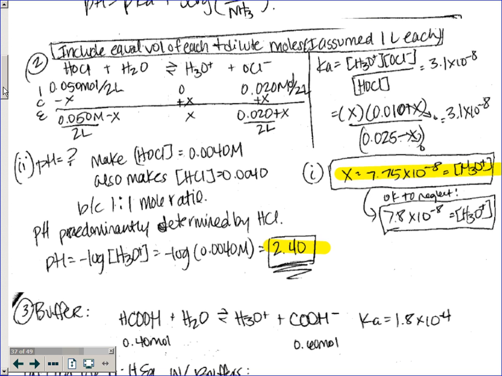as you set up in your Ka expression, hydronium times hypochlorite over hypochlorous acid, plugging in your molarity values, of course, because ICE boxes use molarities, equal to the Ka value itself, and neglecting x, so we should have had no change from initial to equilibrium, assumingly. Our hydronium should be 7.75 times 10 to the negative 8th, and that was small enough to neglect. So then that gave you the opportunity to find pH.